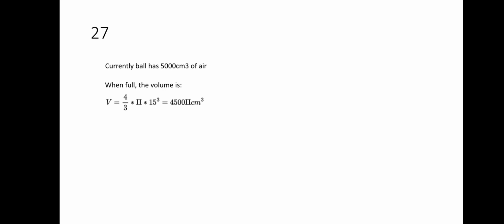Then it says that more air is pumped in until the ball is full. When the ball is full, the sphere has a radius of 15 centimeters. That means that when the ball is full, the volume is 4/3 times pi times 15 cubed, because 15 is the radius of the ball when it's full. When we do this calculation, we see that the volume of the ball is 4,500 pi cubic centimeters. We don't convert into a decimal just yet.